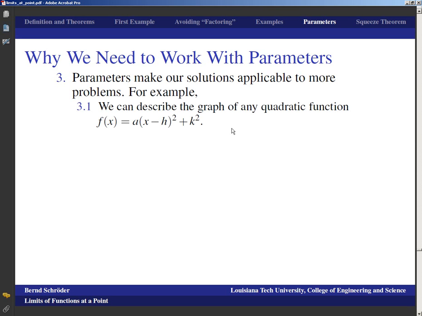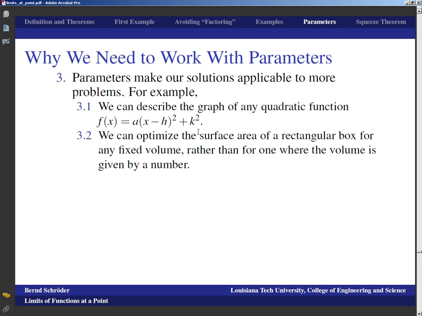For example, you've worked with parameters in algebra. You can describe the graph of any quadratic function, f of x equals a times x minus h quantity squared plus k, because you know what h and k mean. We can optimize the surface area of a rectangular box for any fixed volume rather than for one box where the volume is given by a number, which is something that makes design easier.